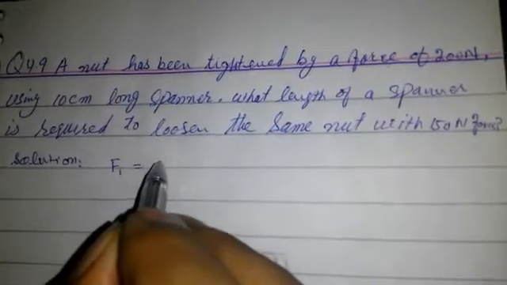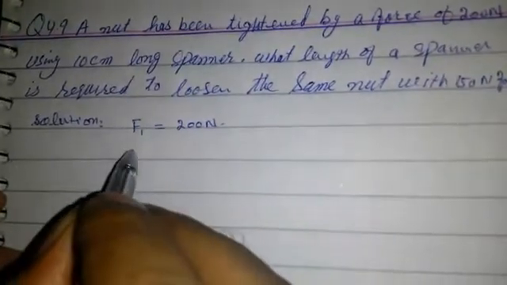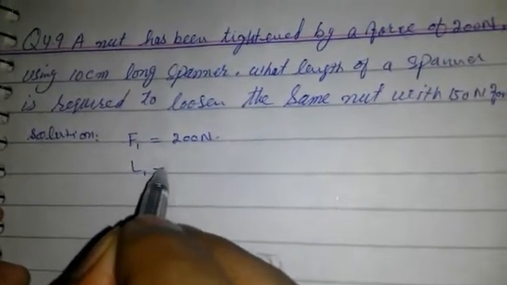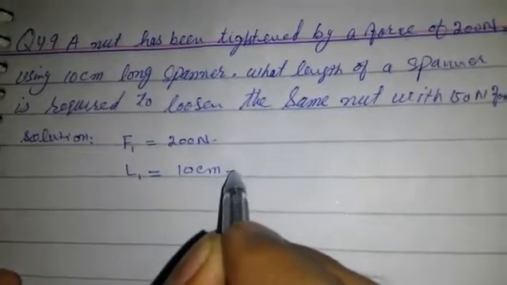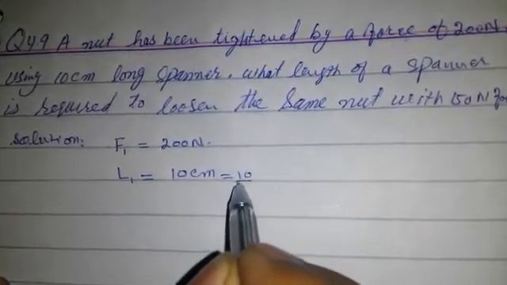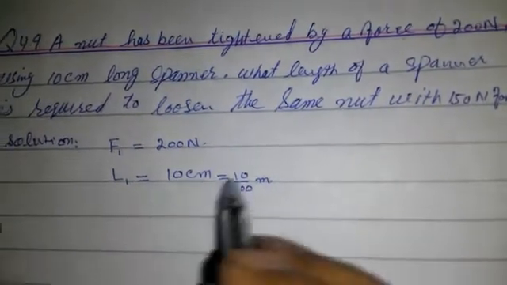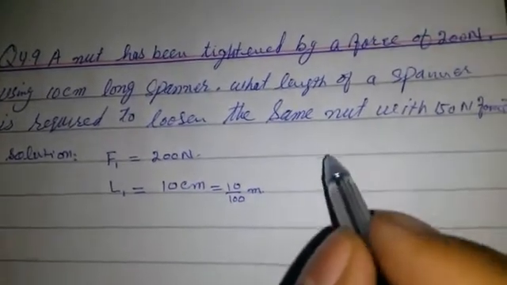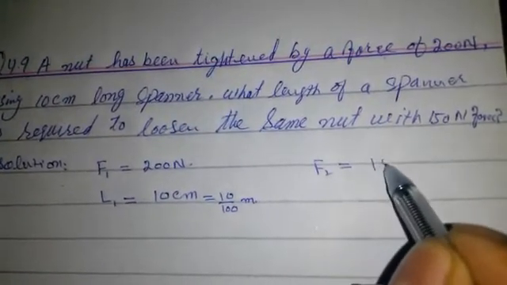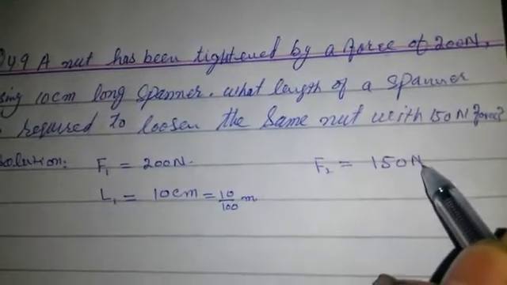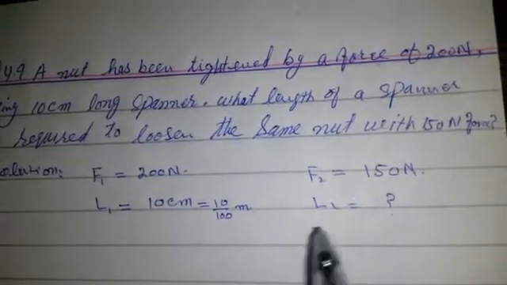F1 is given as 200 Newton, the length of the arm L1 is equal to 10 centimeter, which is equal to 10 over 100 meter, and F2 of the second spanner force is given as 150 Newton, and L2 we have to find.